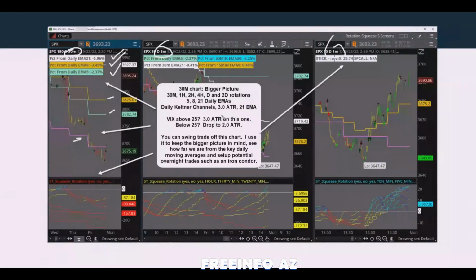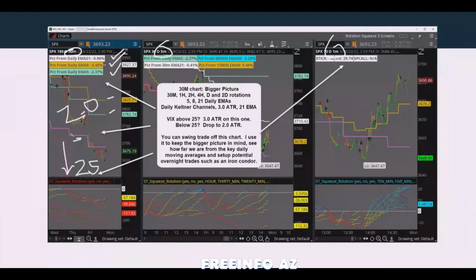Now, if the VIX is quiet and drops back below about 25, I will change that ATR to 2.0. 2.0 is kind of the standard, but when the VIX is over 25, the volatility increases, and then 3.0 is better off of the daily. For the hourly, I always leave it at 3.0.